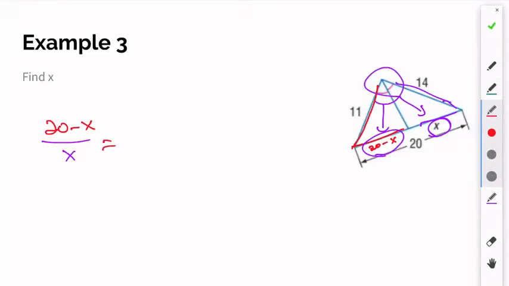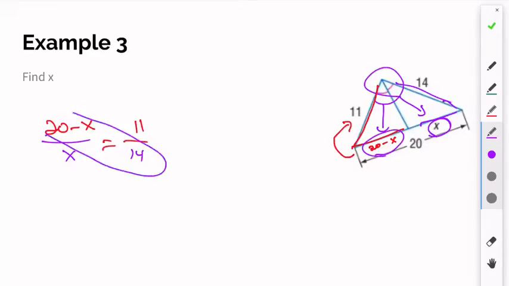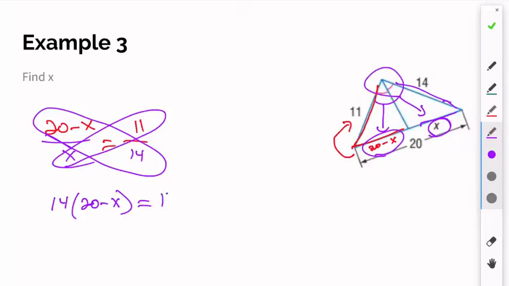the corresponding side lengths. Looking here, the 20 minus x is dealing with the opposite side length of that section of the triangle, which would be 11. And the opposite of the purple side would be 14. Now we have this nice ratio that we can use cross multiplication with. So we have 14 times 20 minus x equals 11x. Make sure that you use your distributive property, distribute this out, and solve for x.